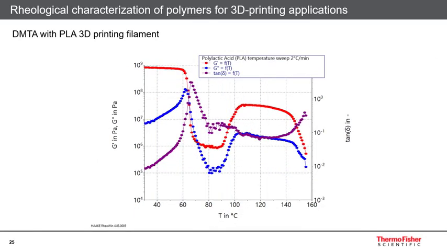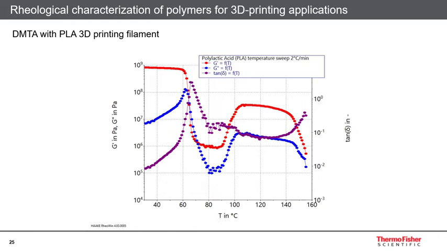Now this slide shows the results of a similar experiment, but this time carried out with the PLA filament used for 3D printing applications. The test was performed over a temperature range from 30 to 160 degrees centigrade. At low temperature, the material was again in its glassy state and showed high values for the storage modulus G' and the loss modulus G". In this state, G' reached values of around 10 to the 9 Pascal and was about 2 orders of magnitude larger than G". The resulting value for tan delta of around 0.01 indicated that PLA is a rather brittle material at ambient conditions.